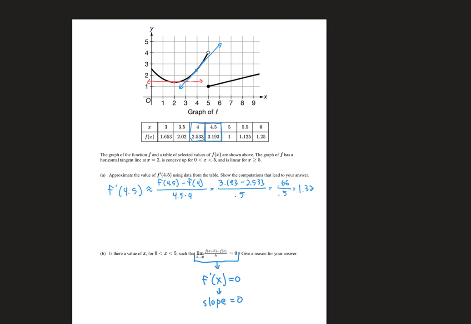Yeah, at 2. And the only reason we know that is because they say it. They say the graph of f has a horizontal tangent at x equals 2. So we can write that. Is there a value of x? We could say yes, at x equals 2, f prime of 2 equals 0.